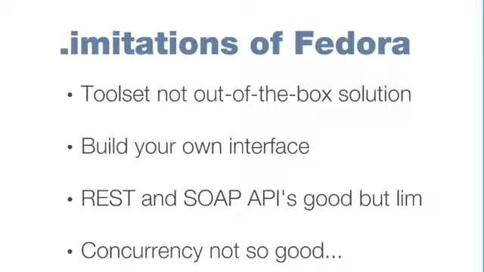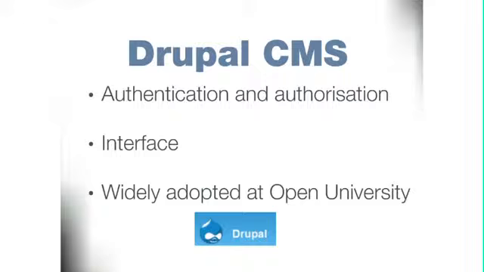That isn't really the case with Fedora. There's a kind of interface, but it's not one you'd really want to use unless you're happy editing raw XML, which some people are, but not most of our users. So you build your own interface. It's got some APIs. They're good, but they're limited. And its concurrency, when I say it's not good, I mean it's good up to 50 or 60 people per second, but it's not great. So looking at building your own interface, we decided to use a Drupal content management system as the interface.